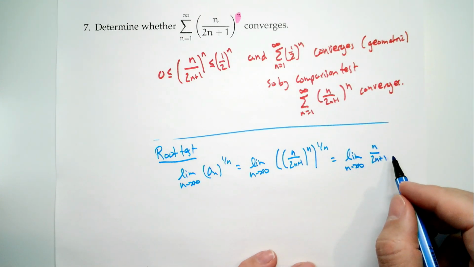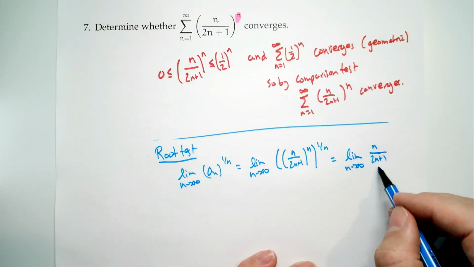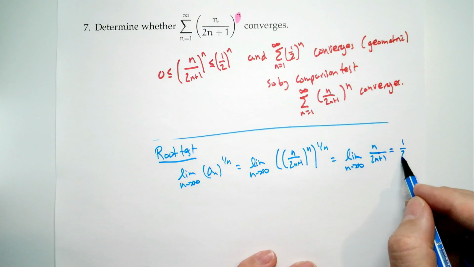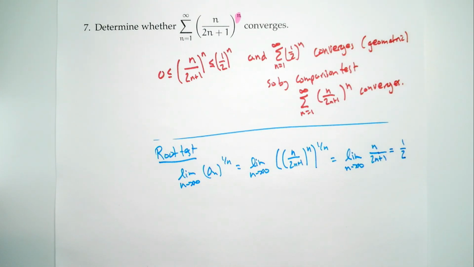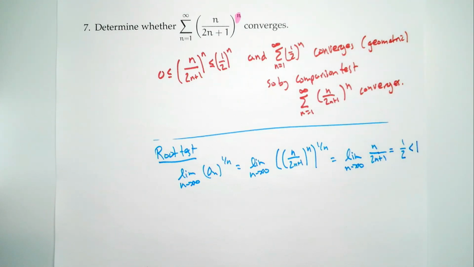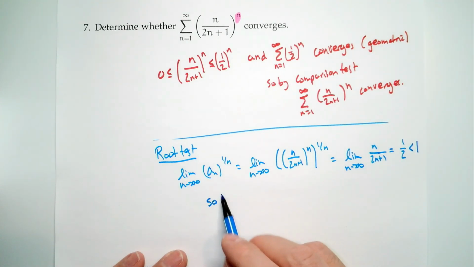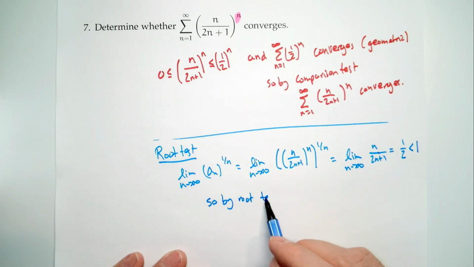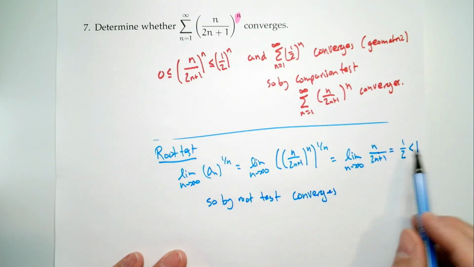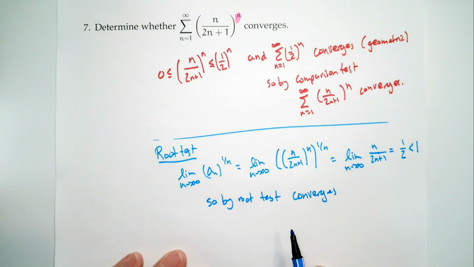Now, what's this? This is polynomial over polynomial of the same degree. It's easy to read off the leading coefficients. It's a half. Now, what's true about a half that we care about? When you're doing a root test, the key is, how do you compare to 1? And in this case, we compare very favorably to 1. We're below 1. So, by the root test, we see that we converge, because the limit of a_n to the 1 over n is below 1.